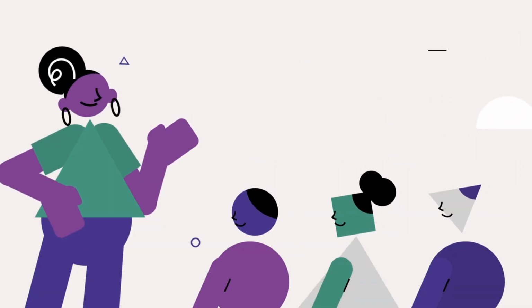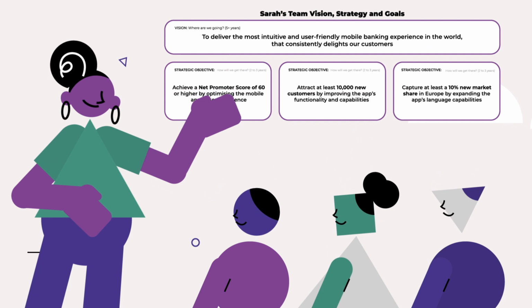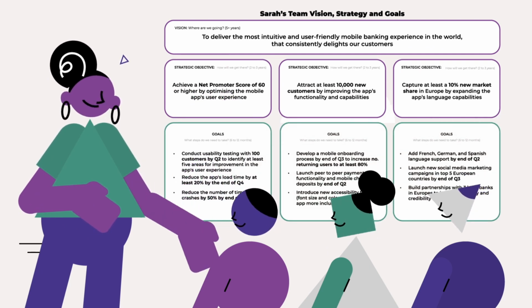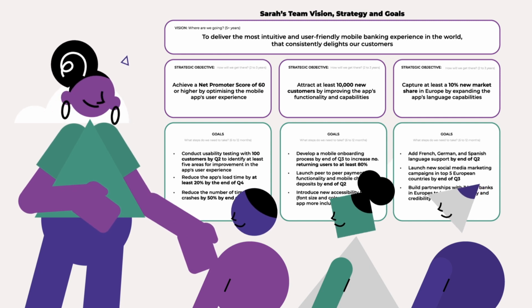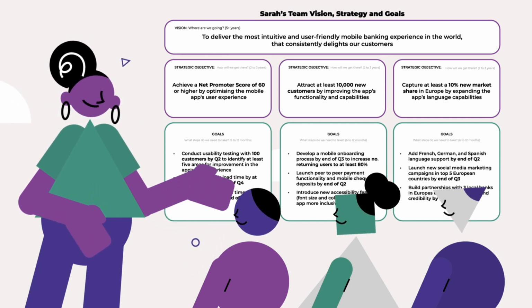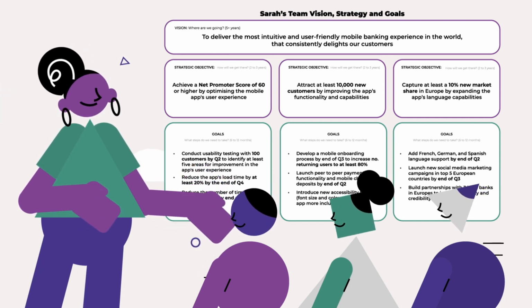By involving your team in the process of building your vision, strategy and goals, and working through each of these steps with them, you'll be able to ensure that all of your employees are aligned on where you're headed as a team and how you'll be able to get there.